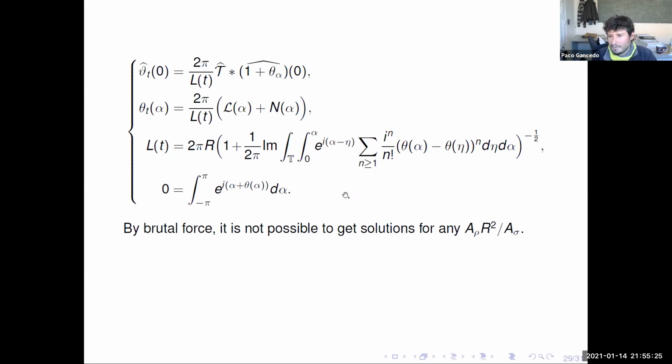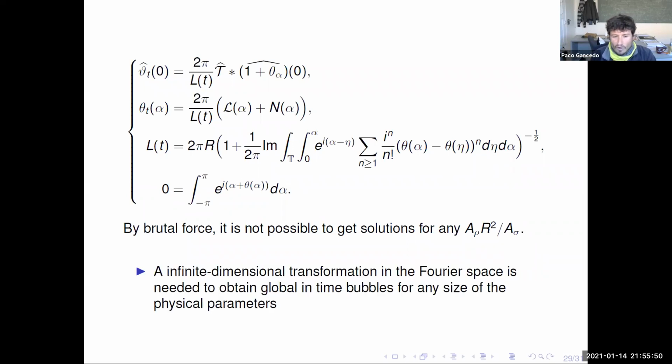having solution. But it turned out that by brute force, and I'm going to finish now, by brute force, in this system, we cannot get solutions for any range of this dimensionless parameter. It doesn't matter how small the initial data is, okay? So we have to do an extra trick, okay? So we have to do a kind of diagonalization in this nonlinear setting and put in an equivalent norm, and then with this equivalent norm, we are able to get this bubble.